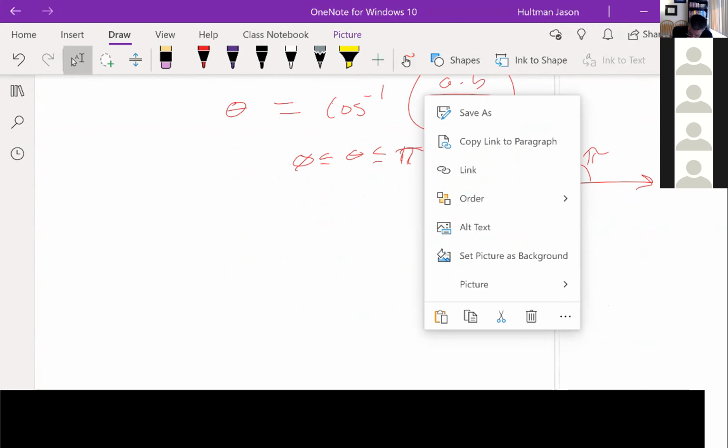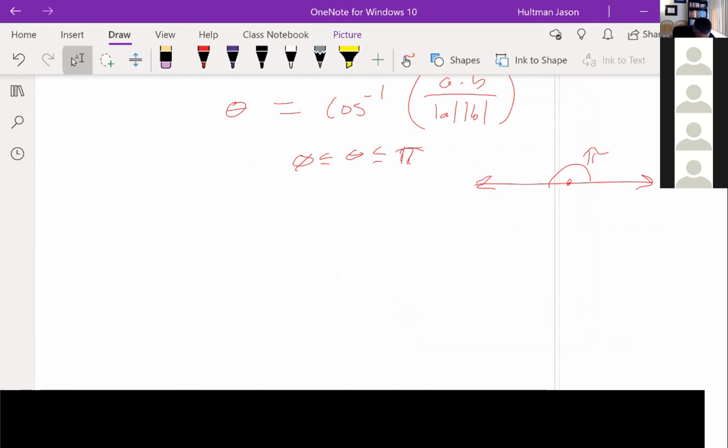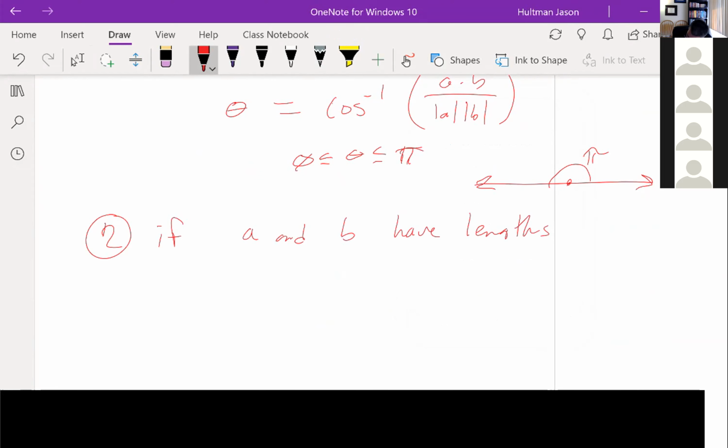Okay, let's do an example here. If A and B have lengths 4 and 6, and the angle between them is pi over 3, find A dot B.